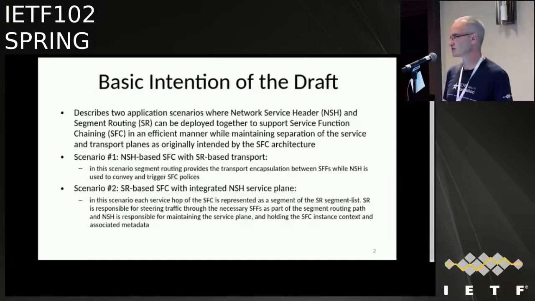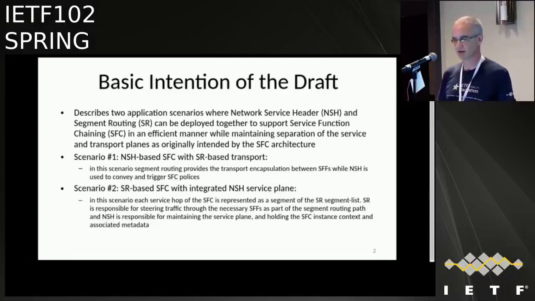So there's two scenarios described in the draft. The first one is where the NSH encapsulation just basically uses segment routing as a transport. So if you're not familiar with what we've done in SFC, the encapsulation was built specifically so that it could work with any transport. So we didn't care whether it was VXLAN or GRE or MPLS or any of the different transports. We wanted it to be independent of that. And this scenario maintains that by allowing NSH to be carried underneath segment routing, whether it be SR MPLS or SRv6.